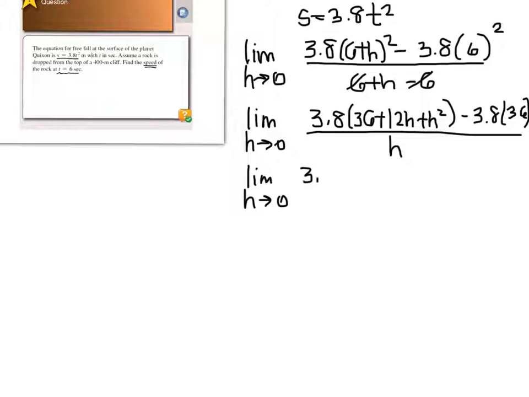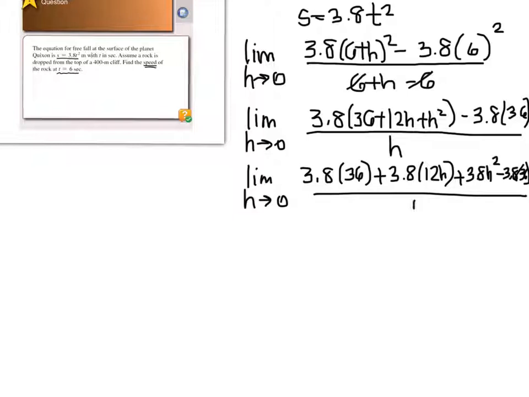So now I have 3.8 times 36 plus 3.8 times 12h plus 3.8 times h squared, and it's minus 3.8 times 36, all over h. So we can see a few things now that will reduce out. So we're going to have this constant reduces with this constant, and actually that is it. So now we'll go back to factoring, and again we're wanting to find out when the limit as h approaches 0, what that value is.